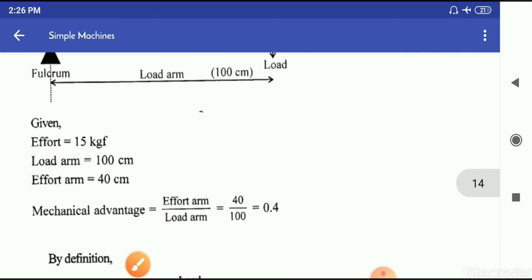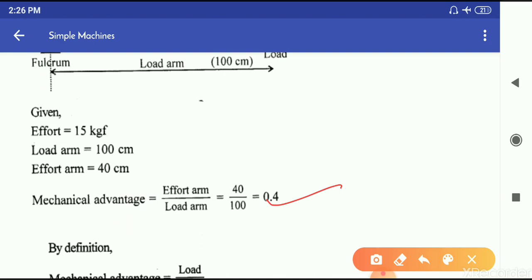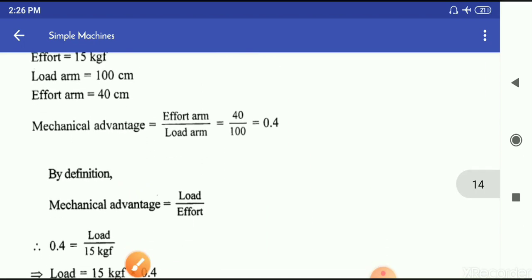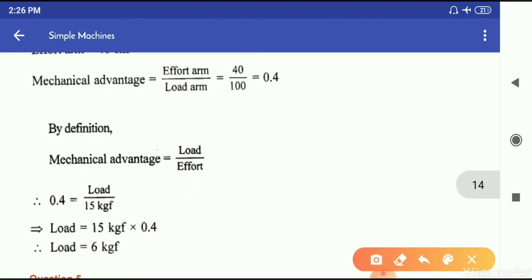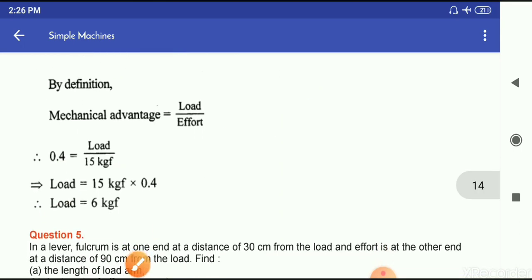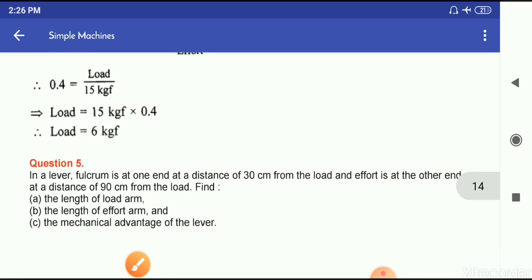Therefore, the mechanical advantage we got from here is 0.4. Now we also know that the mechanical advantage is equal to load upon effort. So mechanical advantage we have is 0.4 and effort given is 15 kgf. So from here we can find the load, that is 15 multiplied by 0.4 is equal to 6 kgf.